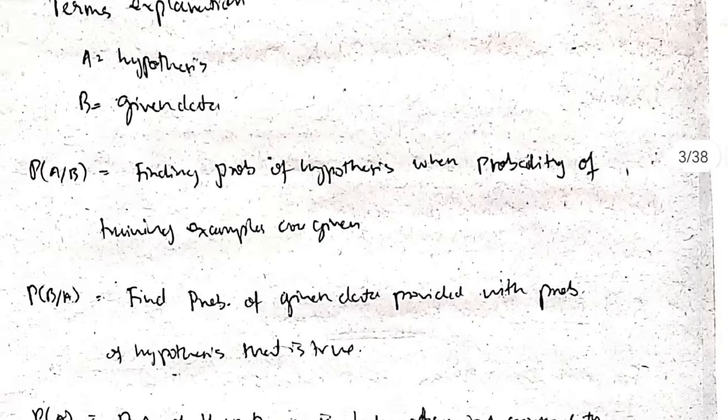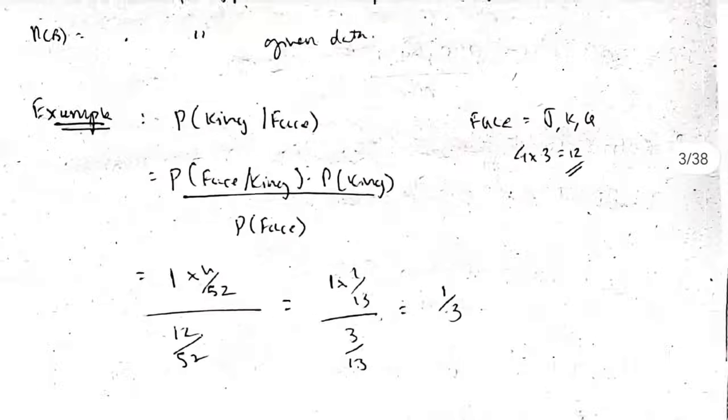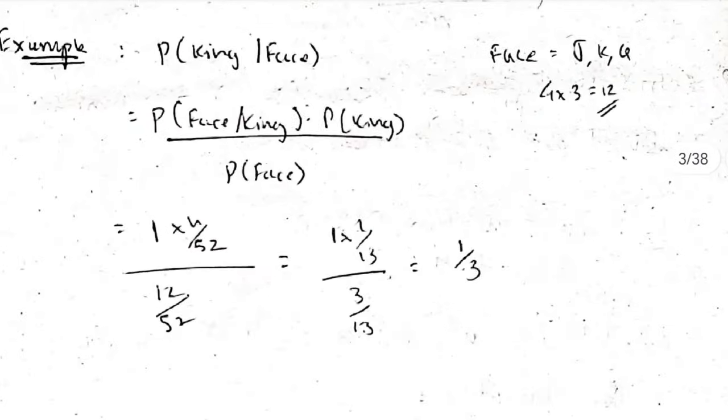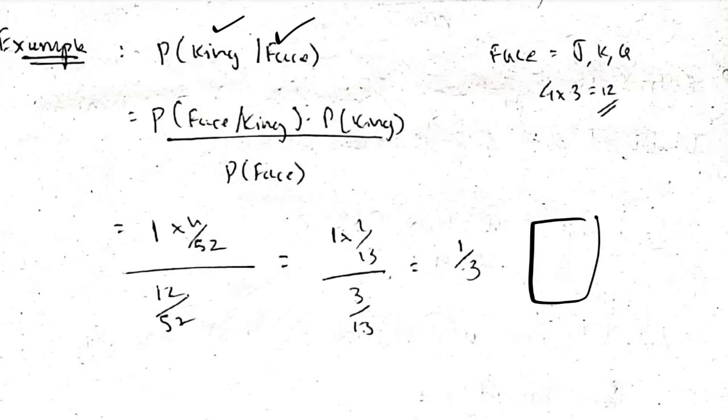Here are some more terms explained, so you can go through it. The example is the probability of getting a king given that a face card has occurred. For example, there is a deck of cards and you took one of those cards and you tell your friend that the card is a face card. Now you have to tell me the probability that in the face card it will be a king only.